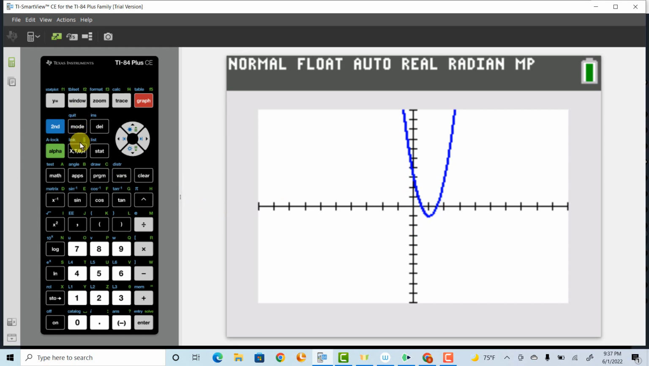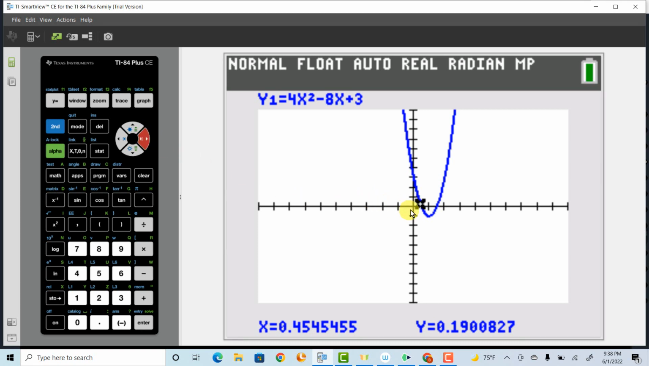What we do not want to do is trace, because tracing is going to get me close, but not exactly. So if I press trace and use my right arrow, notice this value right here, where that blink is. That's where x is equal to 0.4545 and y is equal to 0.19.